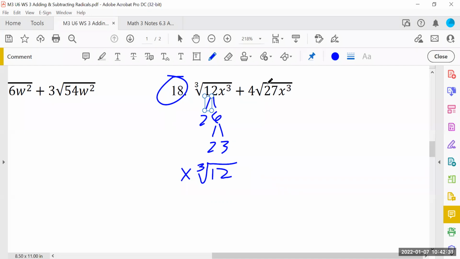The other one's a square root. Oh, that's the other class. Not here.